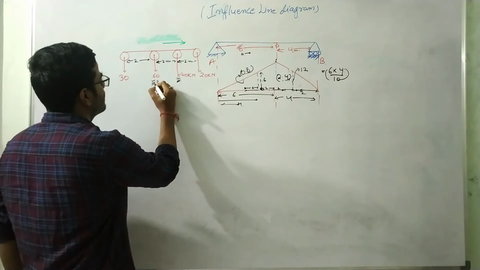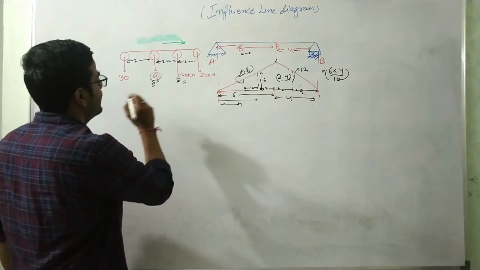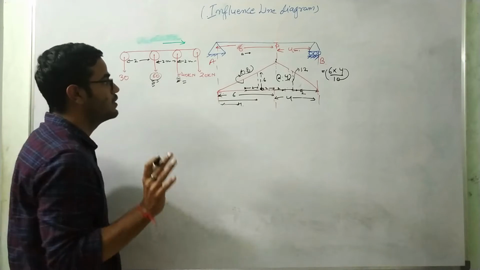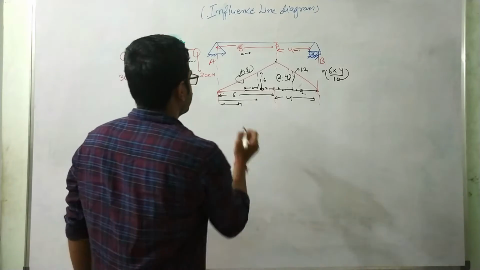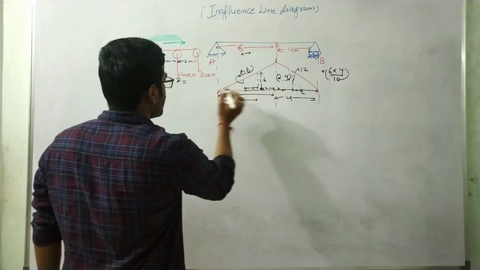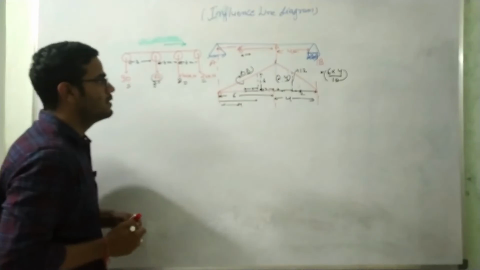So here this is 60 and 40, right? 60 kilonewton is a heavy load, but it is not very high as compared to the other load. So we need to check both the cases, because its value also depends upon the ordinates under 20 kilonewton and 30 kilonewton. So we'll see both the cases over here.